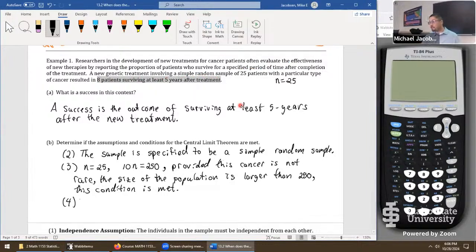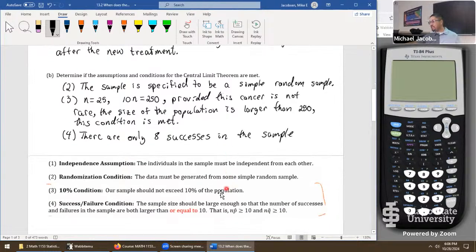So we get to say there are only 8 successes in the sample. Well, that's a big problem because down here it says number of successes and failures, both of them simultaneously, have to be at least 10 or larger. So the moment we find a failure or a deficient size right here, only 8 of them, the whole method is telling us we shouldn't use the central limit theorem on this problem. Sample size is too low, and the normal approximation is going to be a bad one.